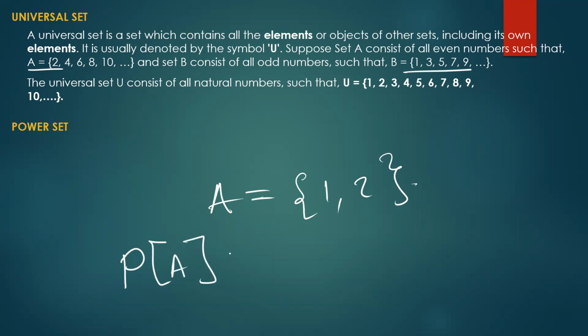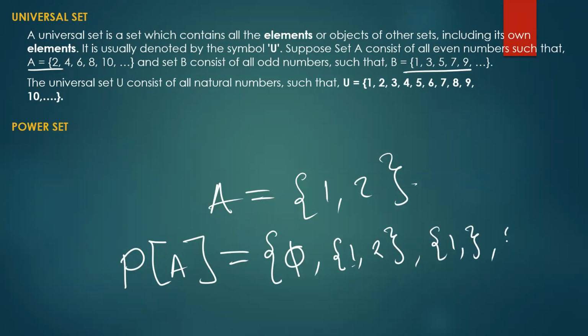The power set of A is then going to be equal to, so the first subset that is in any given set is an empty set. And then the second subset that is in any set is the set itself, so we can have the set itself, which is {1, 2}. And then the other sets that we can have are simply 1 and 2, the independent members of that given set. So we have the first set, which is {1}, the second set, which is {2}.